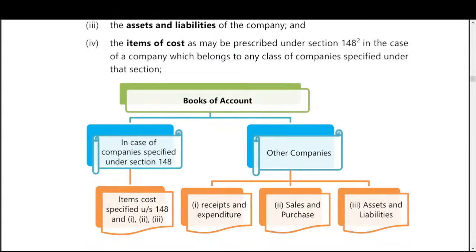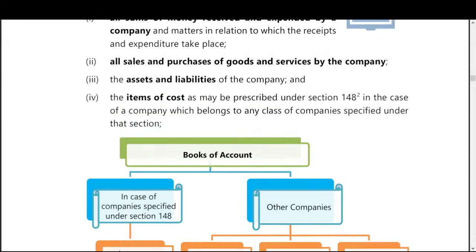Books of account. In case of a specified company under section 148, the cost items specified under section 148 and clauses 1, 2 and 3. Other companies: receipts and expenditure, sales and purchase, assets and liabilities.